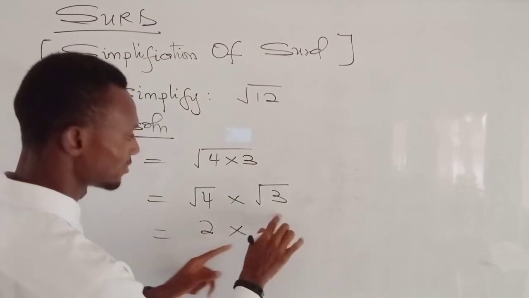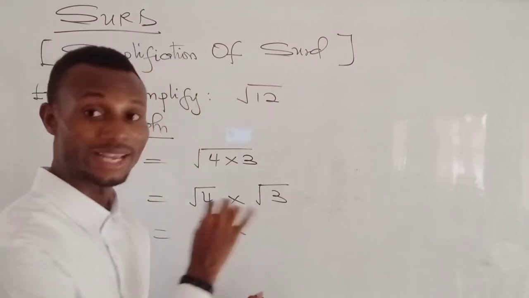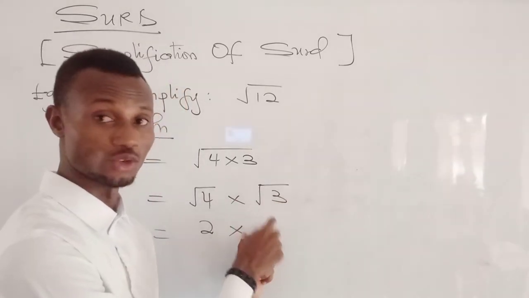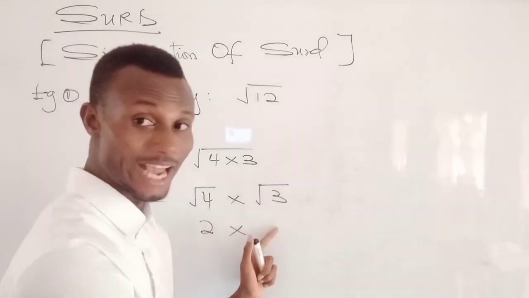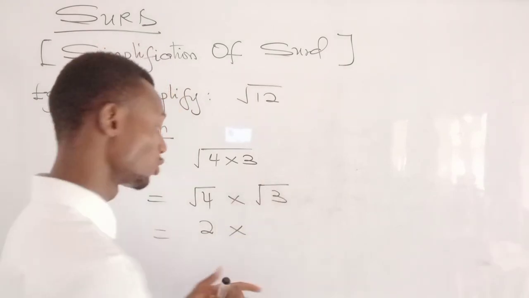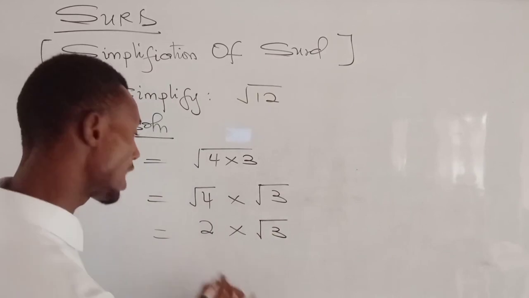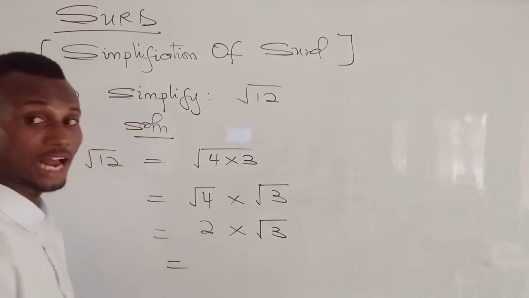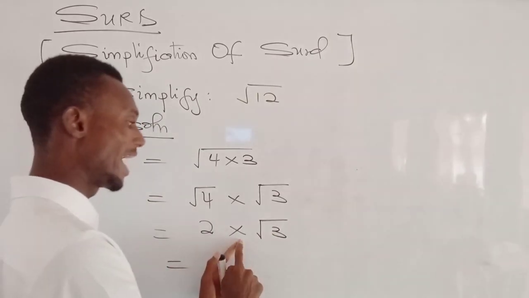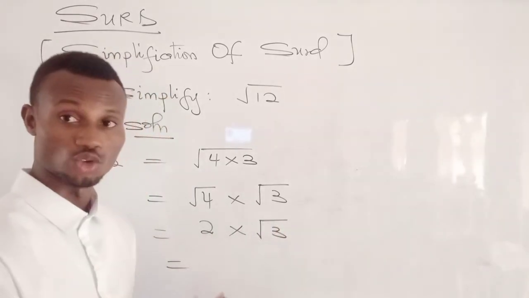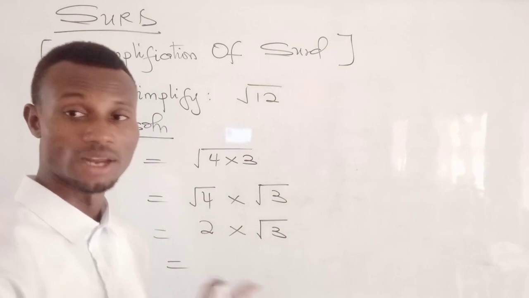So simplifying further, 2 times. Now we know we cannot get a whole number for the square root of 3, so we just leave it. You bring your square root of 3 like this. Now we need to simplify further. We have 2 multiplying the square root of 3, so 2 times root 3, and this is how to do the multiplication.